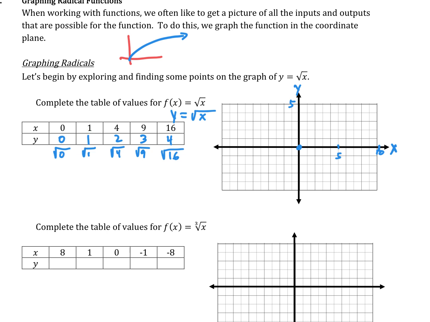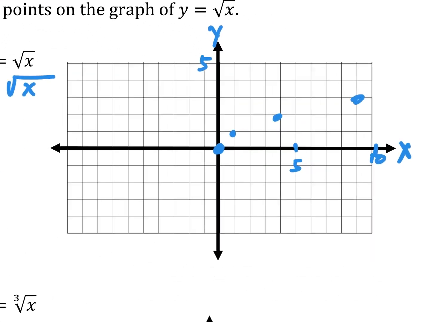When x is 1, y is 1. There's a point right here. When x is 4, y is 2. When x is 9, y is 3. And then this graph of 16 and 4, that's x is 16, is off my graph. Okay, now we could plug in 2.